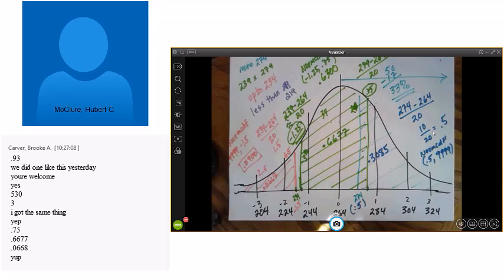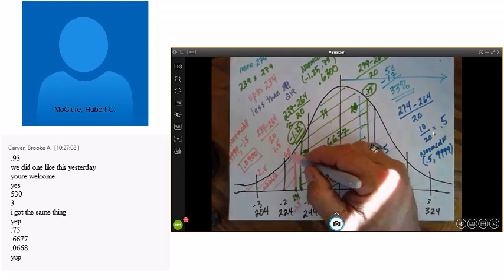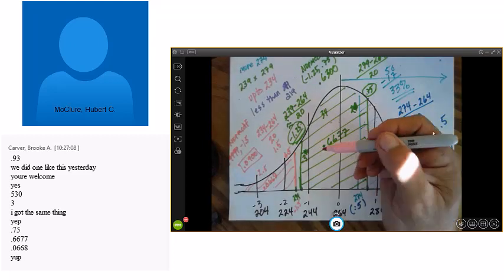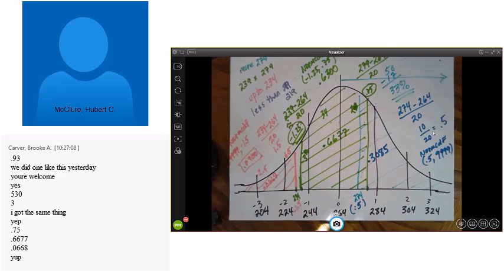And I think the reason I'm off is because I said 6.5 here, and it might be 6.75. That's probably why I'm a little bit off. Okay? All right, so that's that one.